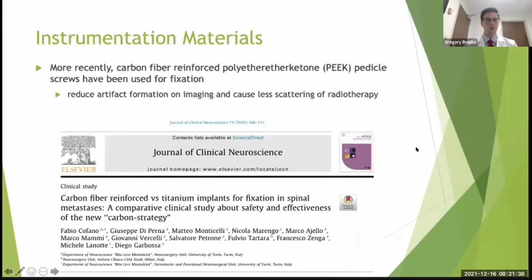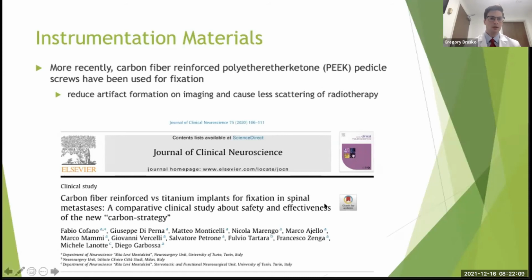And then furthermore, instrumentation materials have adapted as well. More recently, carbon fiber reinforced PEEK screws and implantation devices have been used for fixation. The idea is that they reduce artifact formation on imaging and they cause less scattering of radiotherapy. It's reportedly been shown that they lower the degree of dose degradation and may allow for improved image quality on CT images to better calculate dose accuracy.